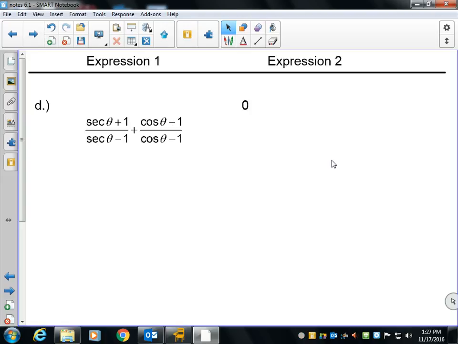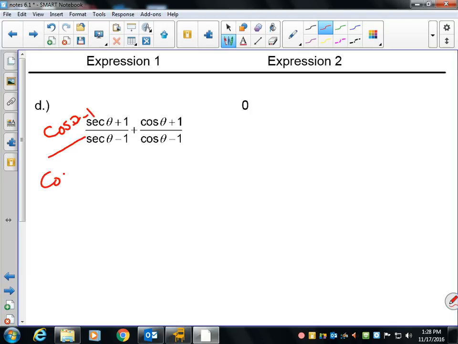When I look at something like this, how can we cross something out? The bottoms aren't the same, but maybe we can come up with a common denominator. Isn't that how we kind of add fractions? Okay, so if we're going to come up with a common denominator, I'm going to multiply this side by cos theta minus 1 on the top and the bottom.